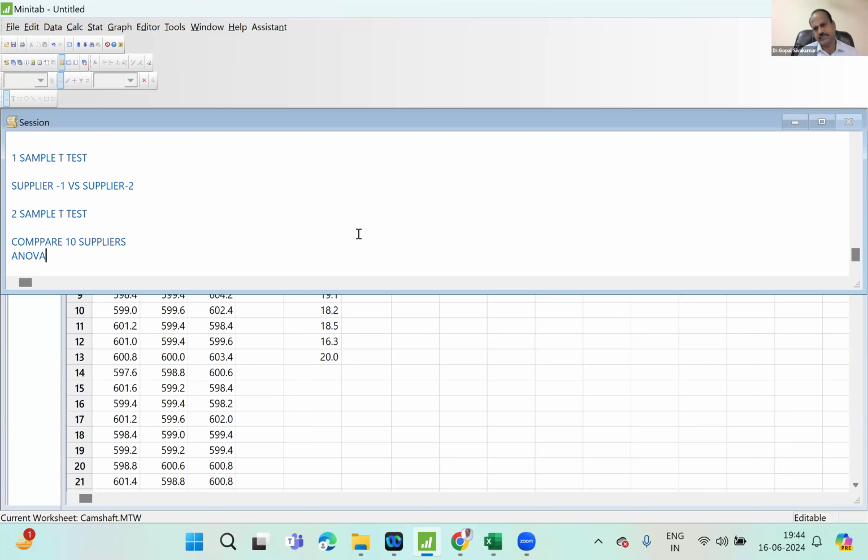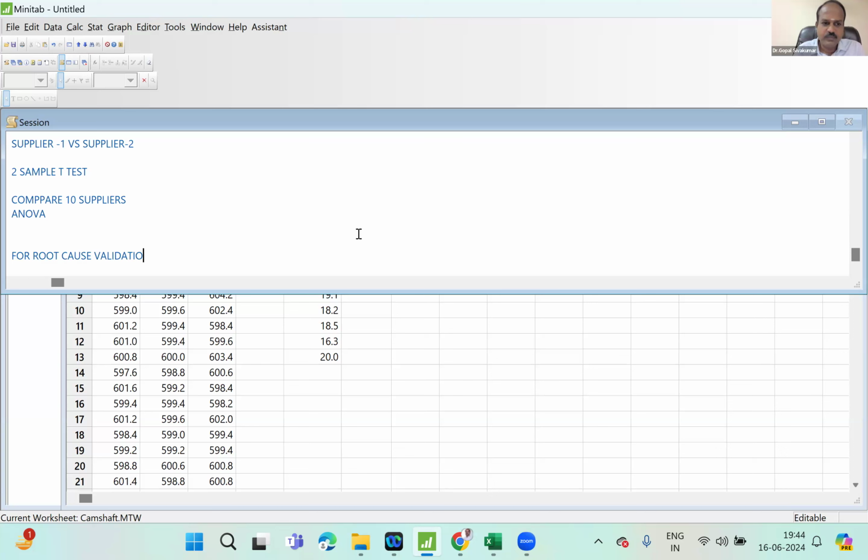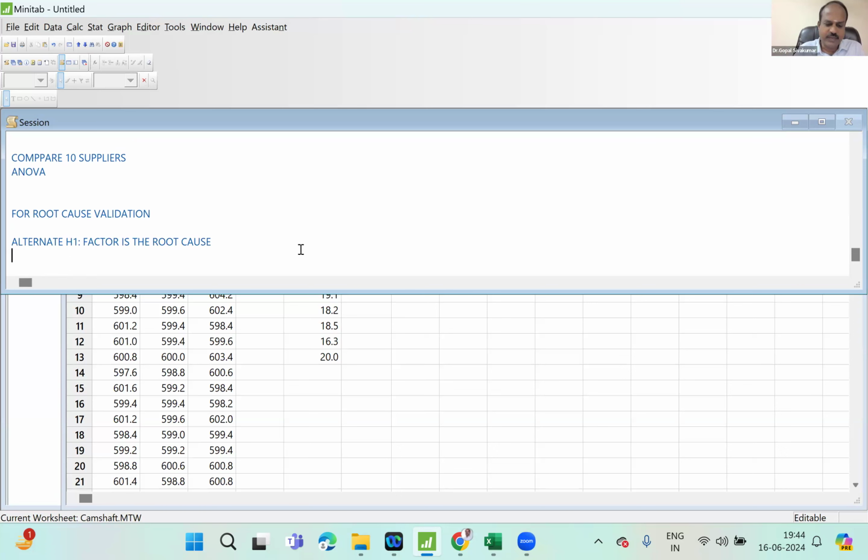So I think this you have discussed yesterday in detail. I only wanted to just recollect. So I want you to do the same steps for root cause validation. Any statement can be about a supplier. Statement can be about a root cause also. Can be about a factor. I say that the factor is the root cause. Then what is this statement? Alternate. If I say factor is not a root cause, then what is the statement? Null hypothesis. That's all.